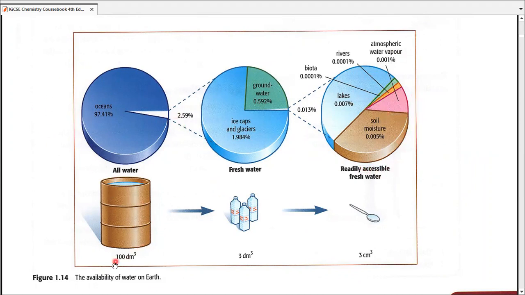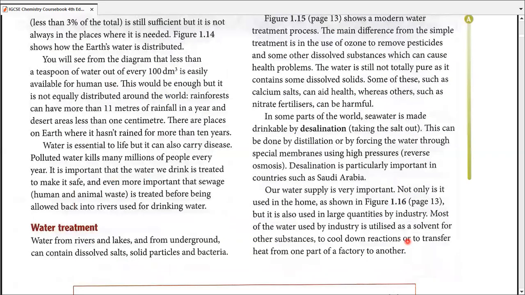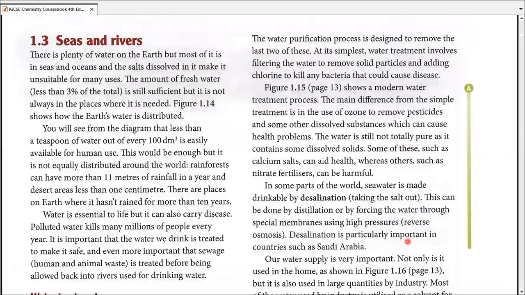So if the entire oceans were 100 liters of water, only 3 liters is the one that is fresh water, and only 3 cubic centimeter, which is not even a teaspoonful, let me tell you, it hardly can be counted up to 6 drops of water, is the one that we can consume. Out of 100 liters, 6 drops of water roughly are the ones that we can consume. That is very less fresh water. So fresh water is actually not a commodity that we can waste.